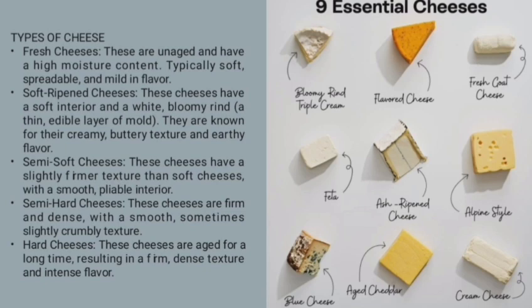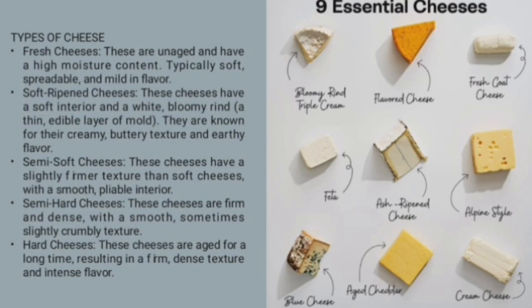There are different types of cheese. Fresh cheeses are unaged, have a high moisture content, and are typically soft, spreadable, and mild in flavor. Soft ripened cheeses have a soft interior and a white, bloomy rind, which is a thin, edible layer of mold, and they are known for their creamy texture and earthy flavor.